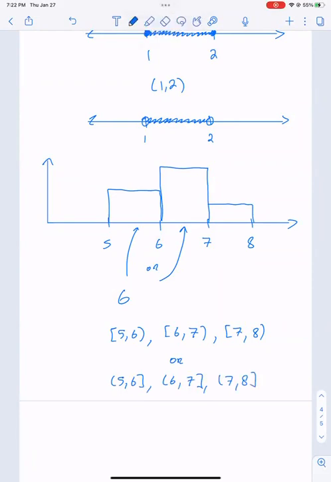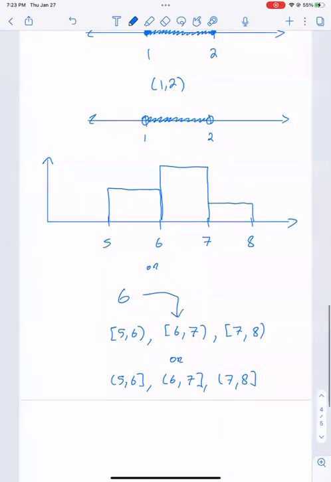So it depends. In the first case, if I did my brackets on the left, then 6 goes into the middle one. If I did my brackets on the right, then 6 would go into the first bar. It depends on my choice. Which bar includes the 6? Is it the middle bar because I have brackets on the left, or is it the first bar because I have brackets on the right? Whichever way you choose, that's where you put the 6.